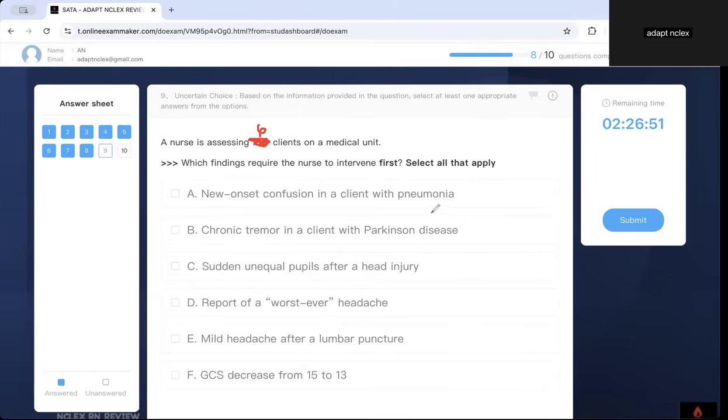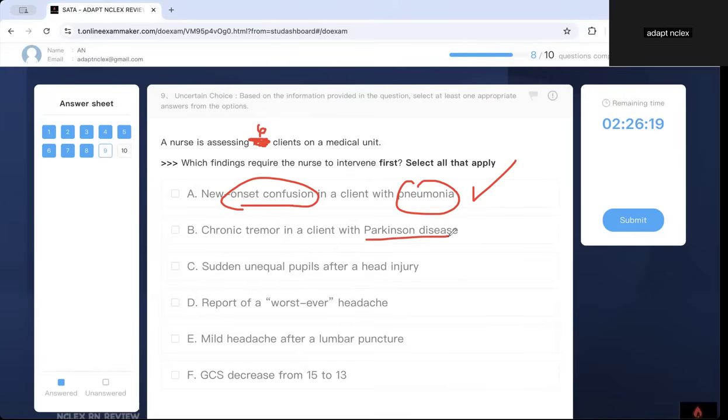You can see I have pneumonia. Pneumonia has nothing to do with your head. Therefore, if I see confusion as an unexpected finding, pneumonia patients should not be confused. They should have fever, they should be coughing, their saturation should go down. Why would the pneumonia patient be confused? It's because they have sepsis. That's a bad problem. This is your answer choice.